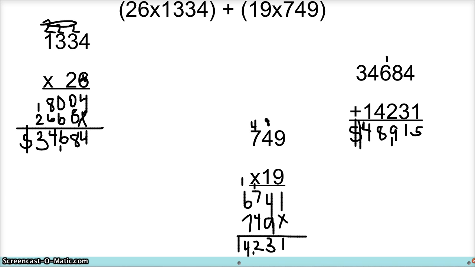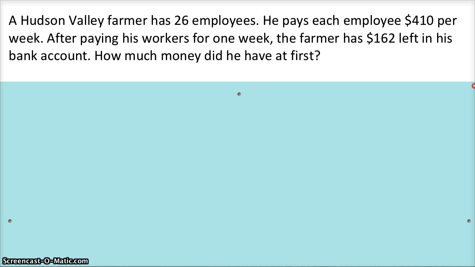Okay, let's take a look at problem 4. Read this problem to yourself, and I want you to underline the important points, write them down on your whiteboard so that you know what the important pieces of information are. Okay, 26 is an important number, $410 per week is important, and then this piece, $162 left. Now, what's the question actually asking me? How much money did he have at first? I'm not crossing that out, I'm actually underlining it.